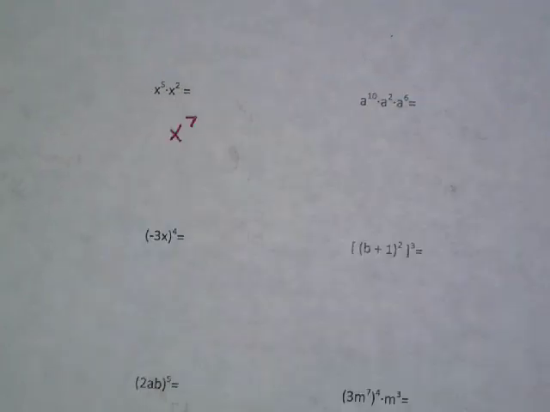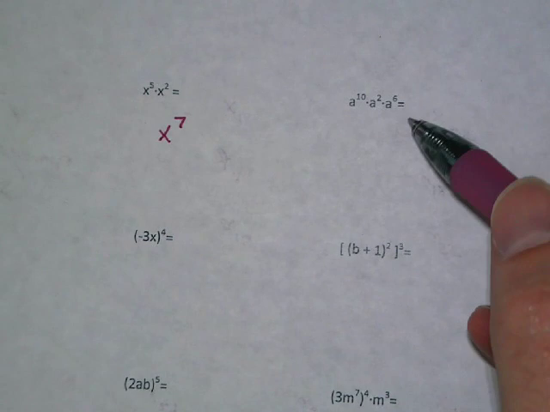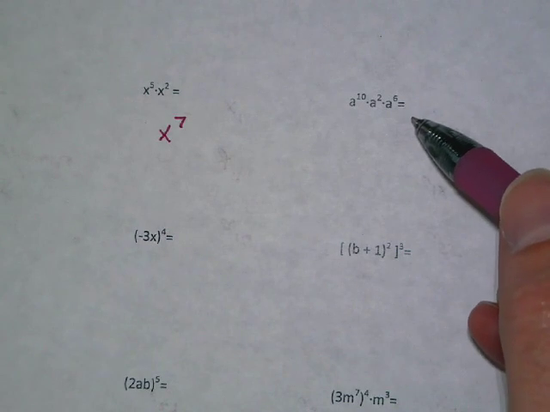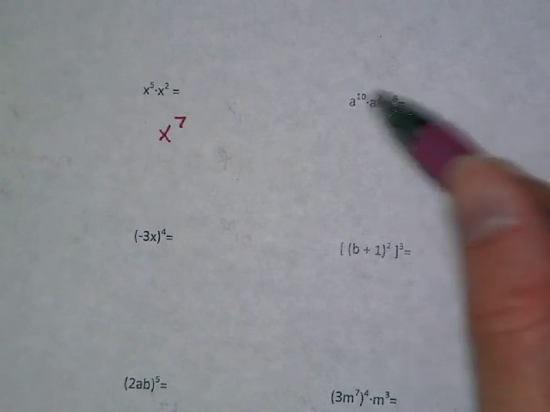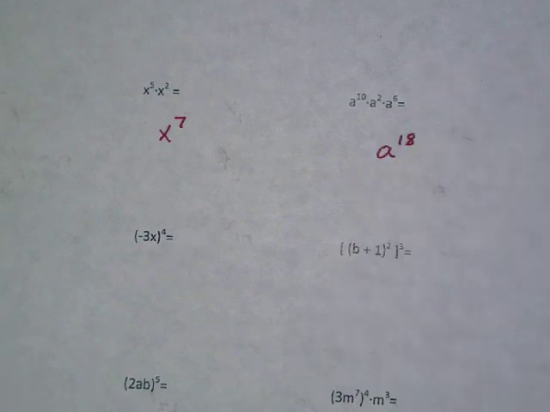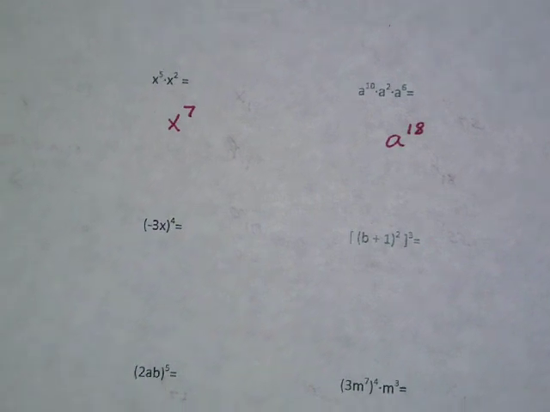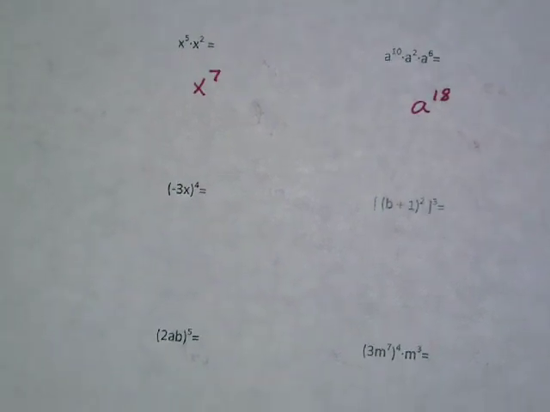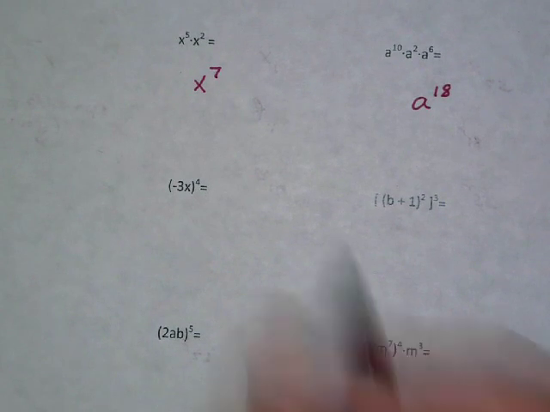All right, right side now. So x to the 5th times x to the 2nd. What are we going to do with those exponents? Add them. So it becomes x to the 7th. Okay, same thing over here. It's just 3 terms. So they're all a's. 10 plus 2 plus 6. And we should get a to the 18th.